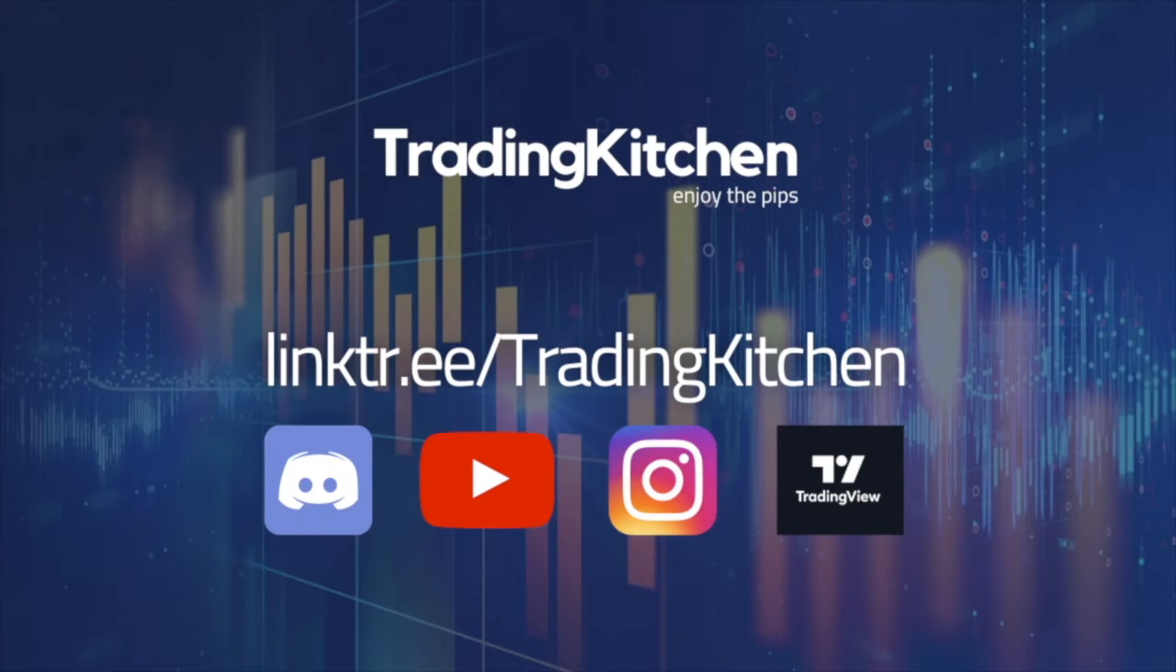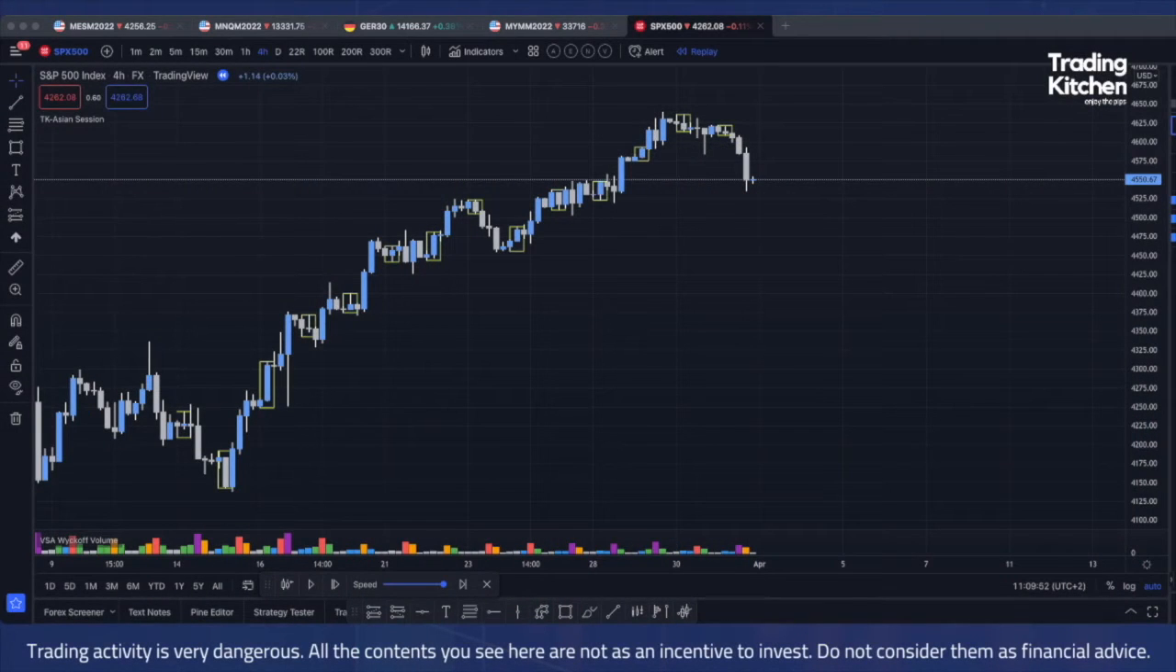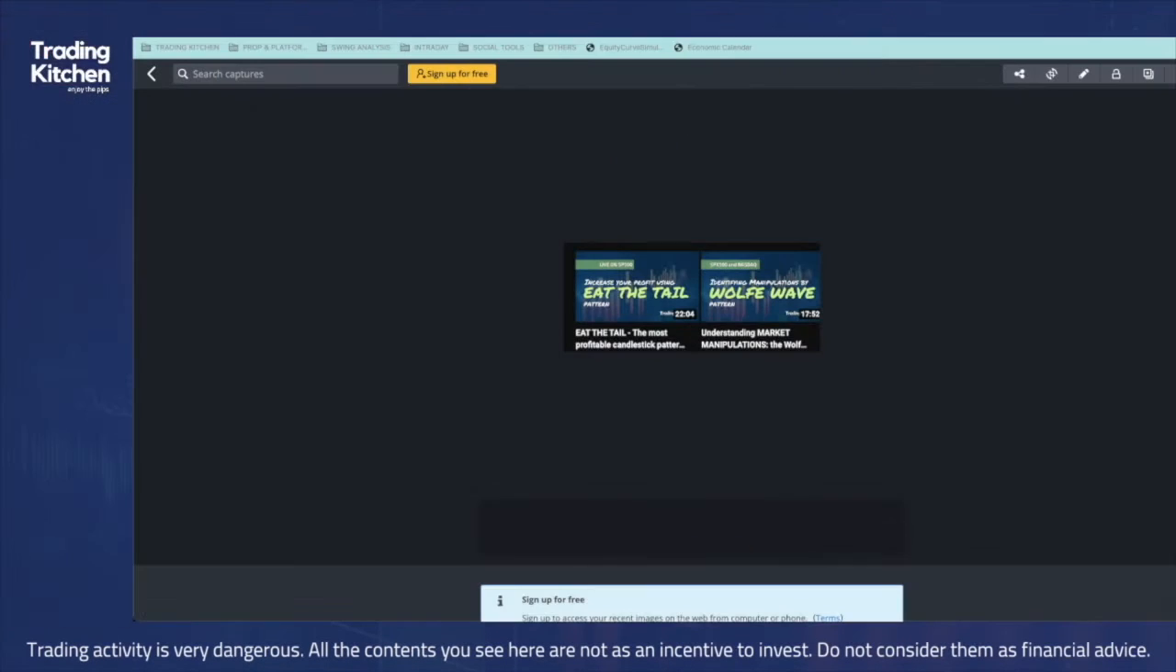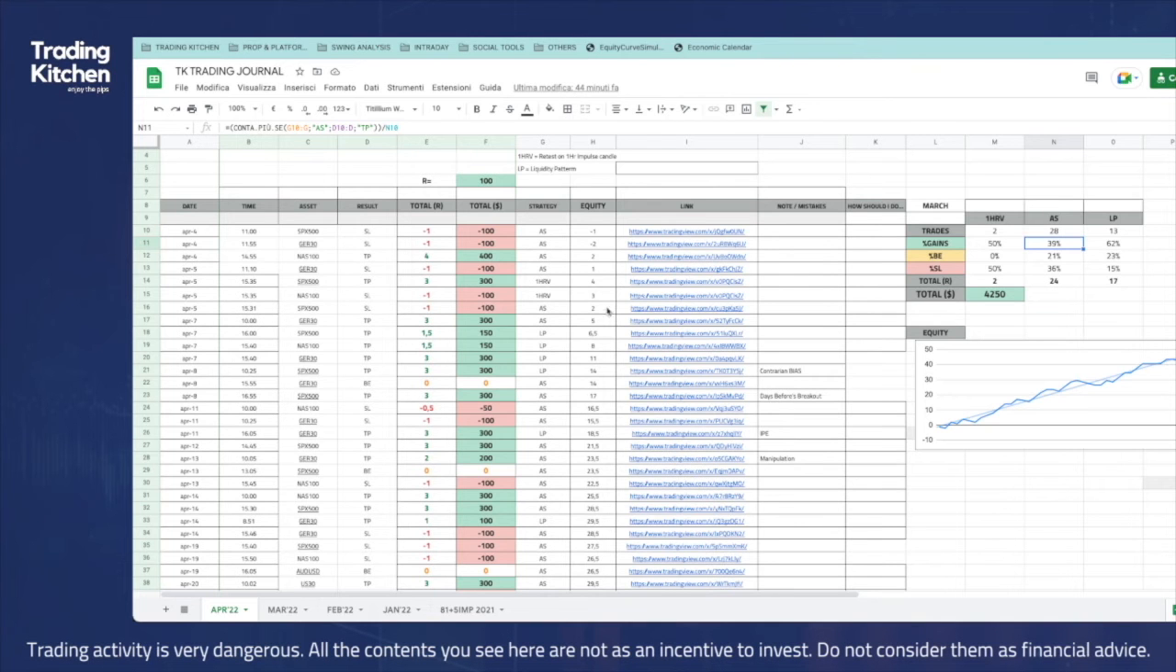So let's jump into TradingView, because this could probably be a long video. We are going to backtest my strategy, one of my three strategies, which is this one, for the month of April. So these are my three strategies that I use.